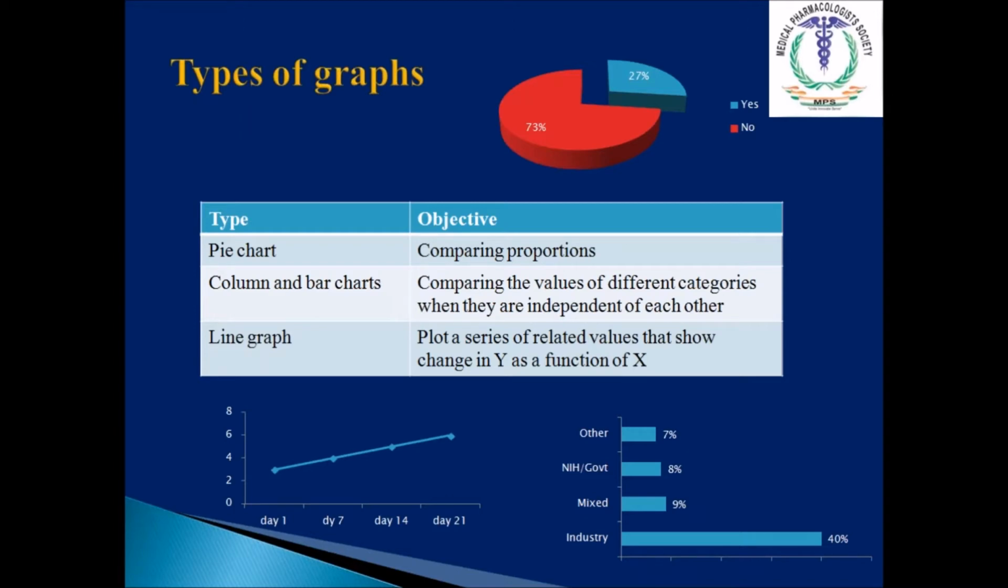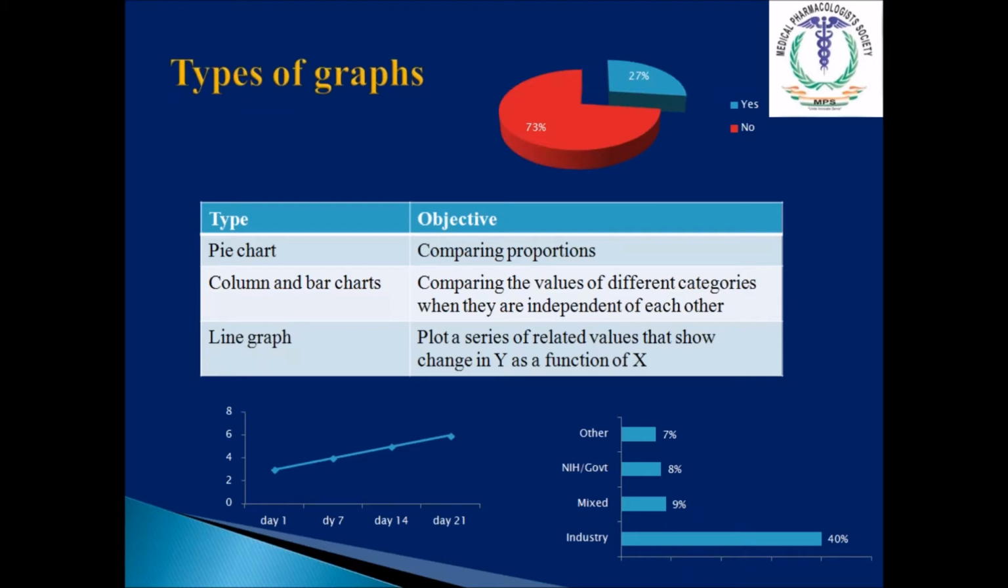For example, here I would have taken the responses of industry, NIH, government, mixed or other. So these are independent variables of each other. If I want to present the independent values of different categories, then I would use a column or a bar chart. But within the same category, if I have 100 people and I want to break them up in different proportions, then I would use a pie chart.